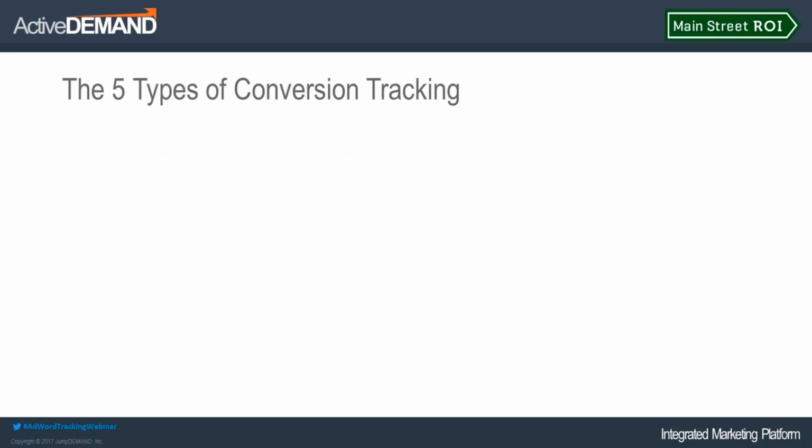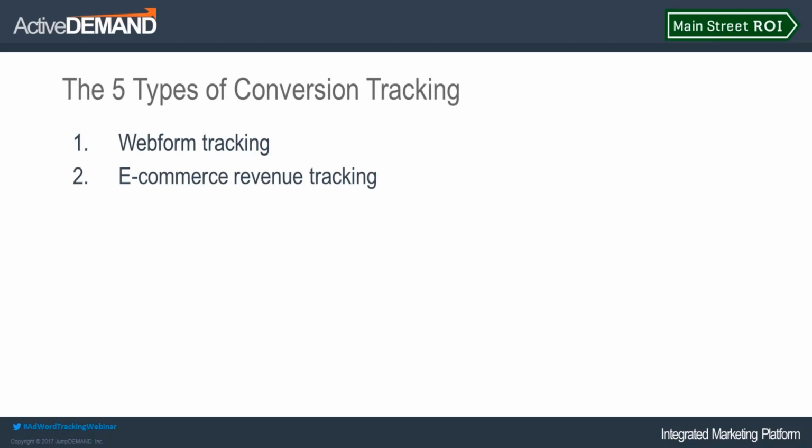So now that you know what conversion tracking is and why it's important, I want to walk through the 5 types of conversion tracking that are available in Google AdWords. You've got your basic web form tracking. Most websites have a contact form or a request demo, request a quote. All the forms on your site you can track using web form tracking. If you have an e-commerce business, you can track all of the sales from your online shopping cart, and most importantly, you can track the revenue of those sales and get the revenue back into AdWords. We'll talk about that later.